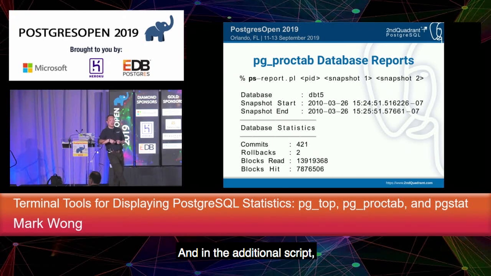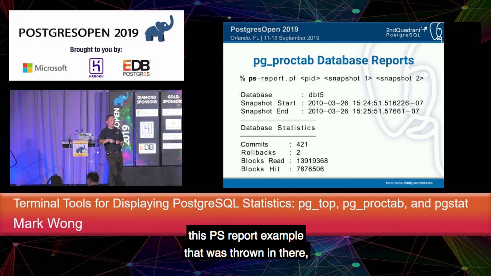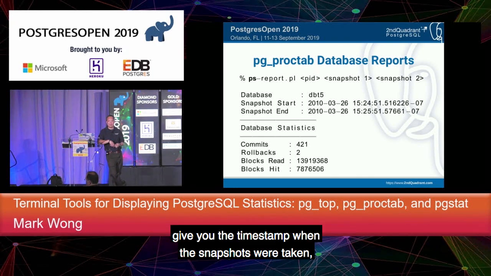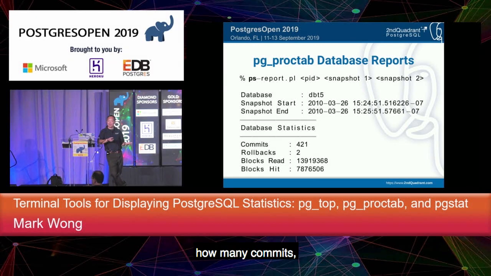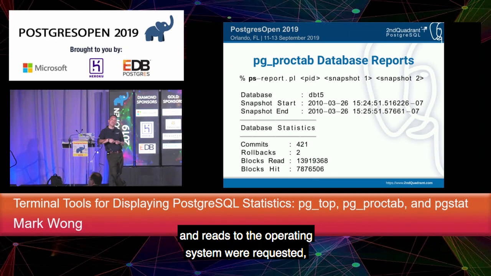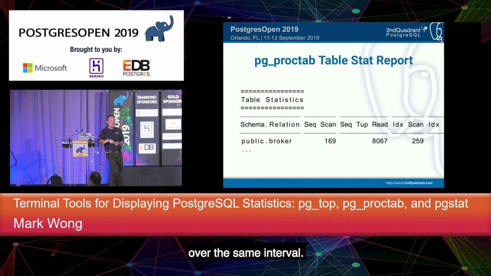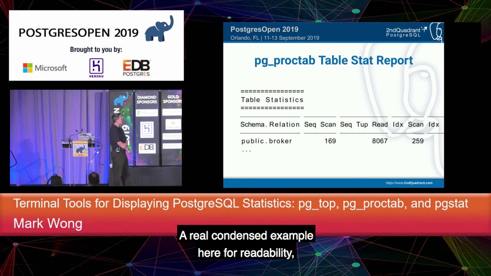And an additional script, this PS report example that's thrown in there, will tell you what database you were getting the statistics from for this given PID, give you the timestamp of when the snapshots were taken, how many commits and rollbacks were done at that time, how many reads to the operating system were requested, and how many of those hit the shared buffers over the same interval. Real condensed example here for readability.